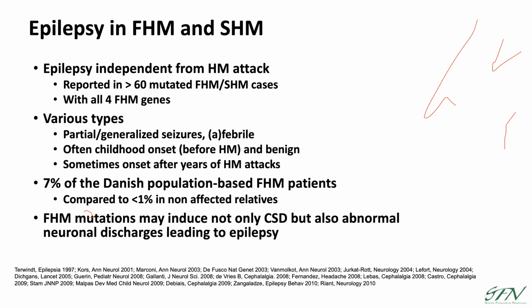In the Danish population-based study of familial hemiplegic patients, 7% of them had epilepsy. So this is 7 times more than the 1% in the non-affected relatives. So familial hemiplegic migraine mutations may induce not only a susceptibility to cortical spreading depression, but also an abnormal brain excitability with abnormal neuronal discharges leading to epilepsy.